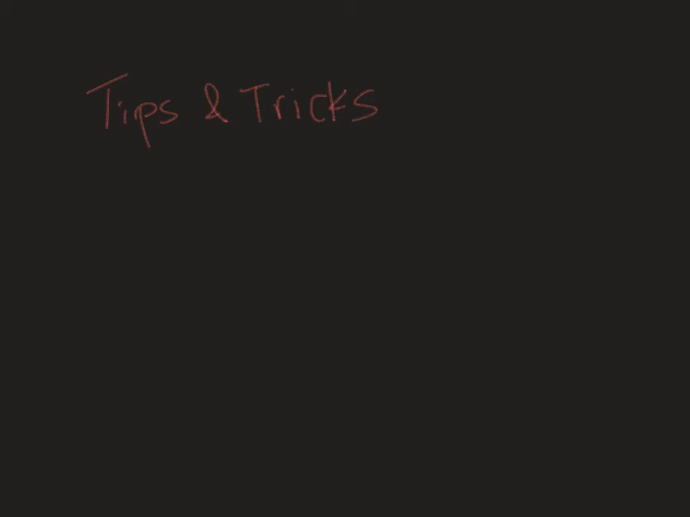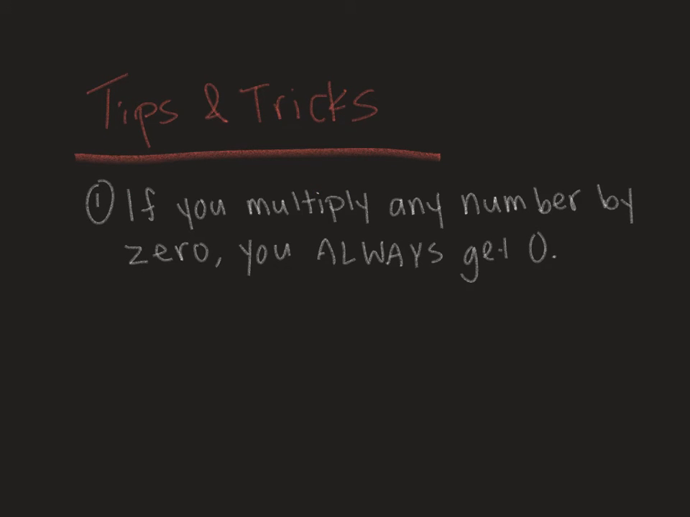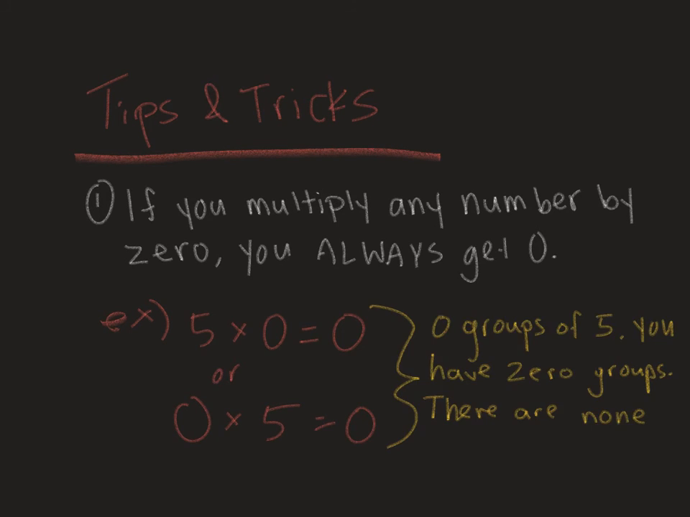Before we leave this lesson, I want to leave you all with some tips and tricks that will make solving our multiplication problems a lot easier. The first tip is if you multiply any number by 0, you always get 0. So, for example, if I were to have 5 times 0, you'll get 0. Or, if you get 0 times 5, you also get 0. And that's because if you have 0 groups of 5, you have 0 groups. There are none.